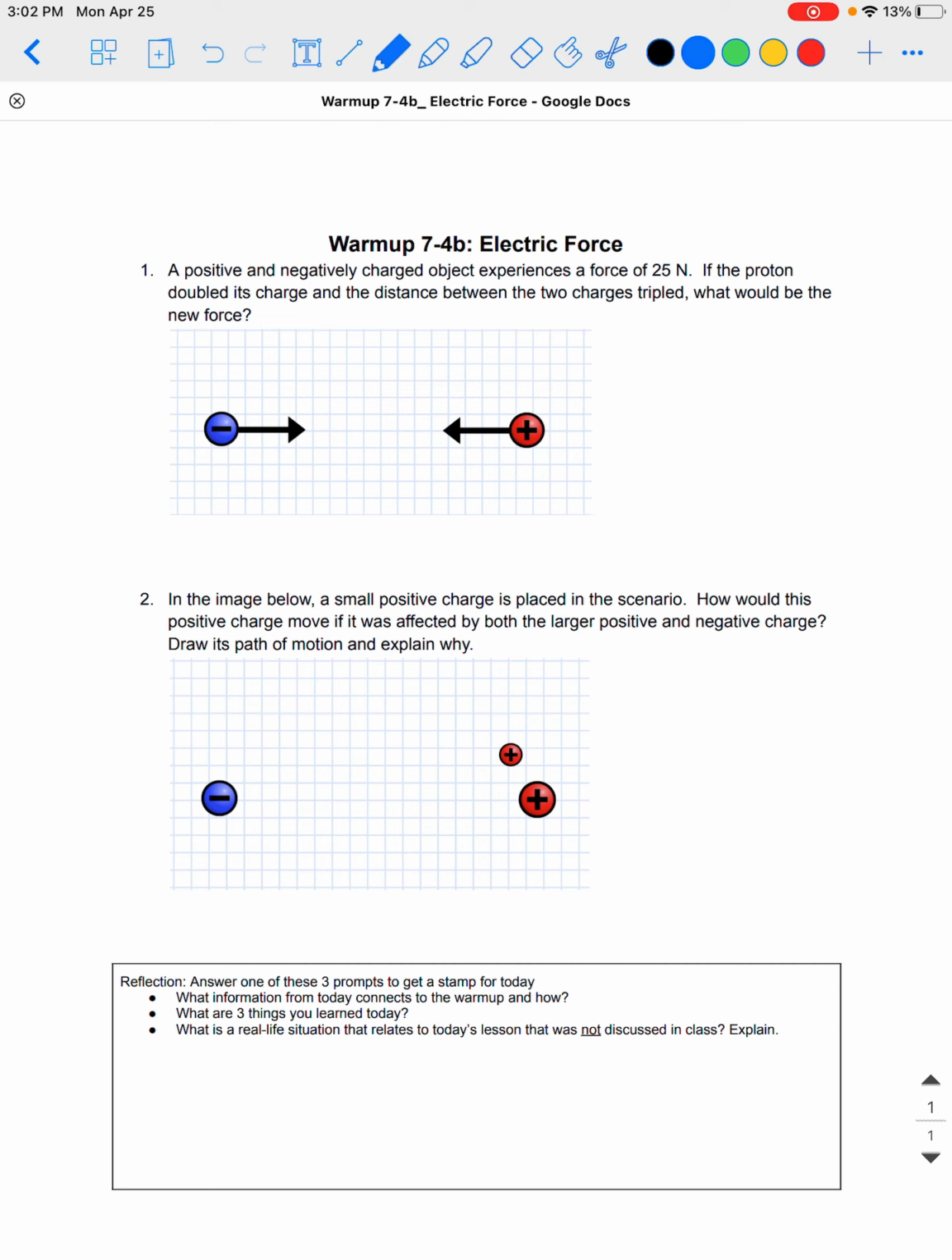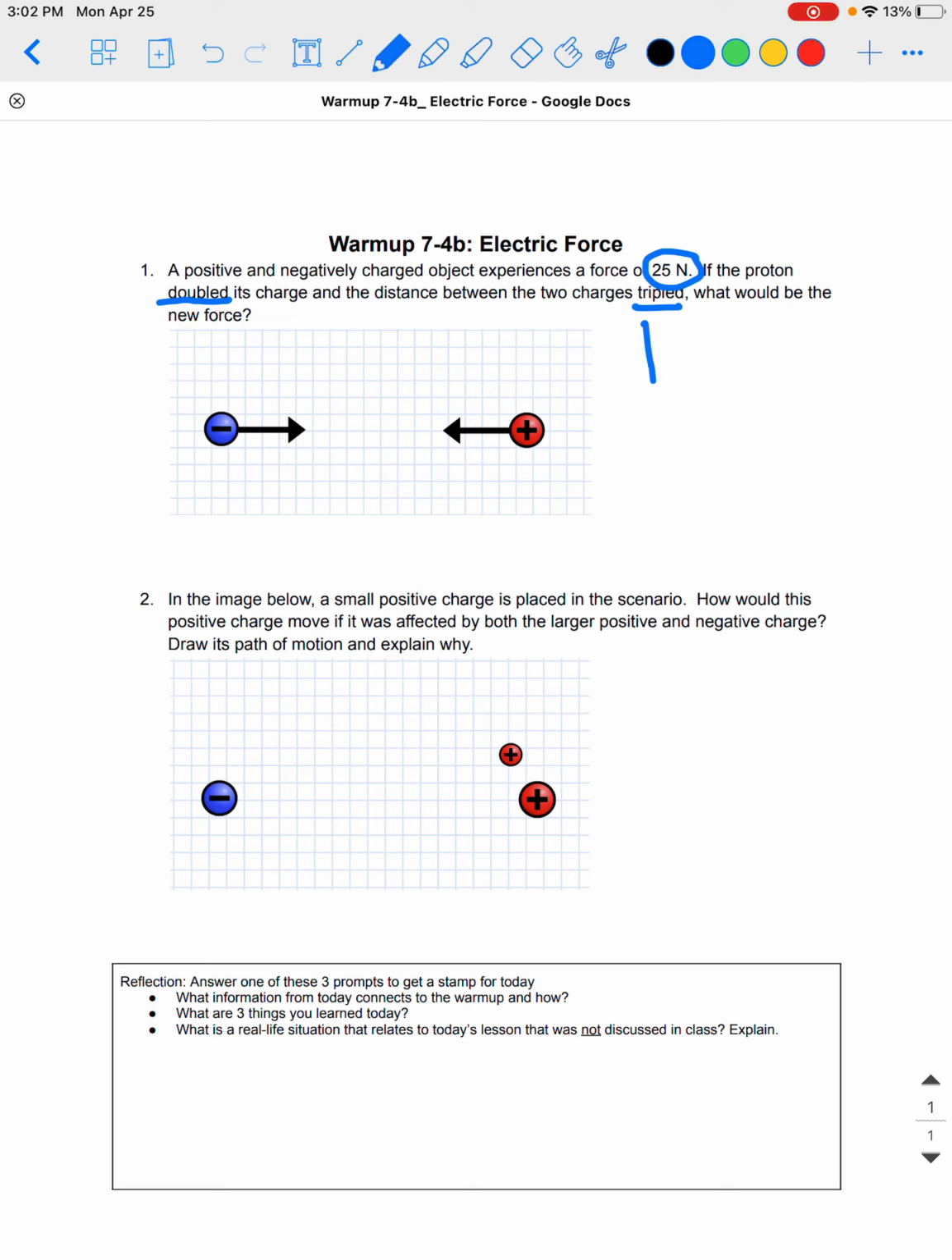So in this first problem, we've got a positive and a negative charge, which we know opposites attract. Now the force between them is 25 newtons, and it says that the proton has doubled its charge and the distance between them has tripled. So when we are working with a problem like this, we're focused on proportions between the charge and force as well as the distance and force.